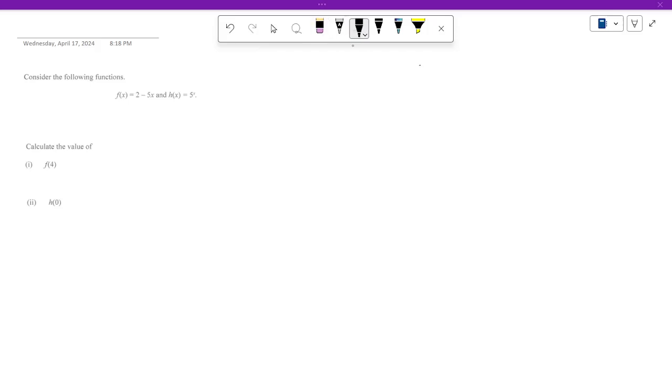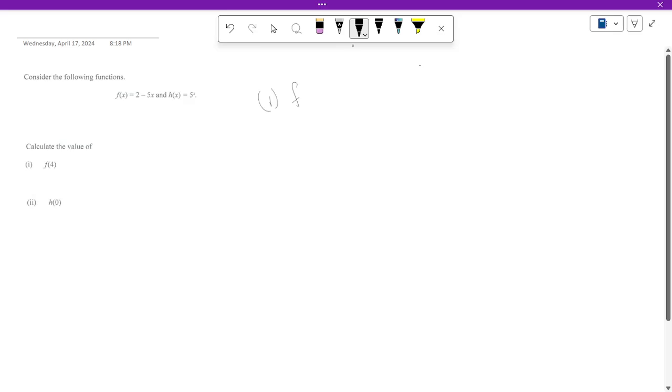This video here, what we'll be doing is looking at solving question 4 on the paper. From what we have, f of x is equal to 2 minus 5x, while h of x is equal to 5 raised to the x power. Our first part is for us to solve for f of 4.